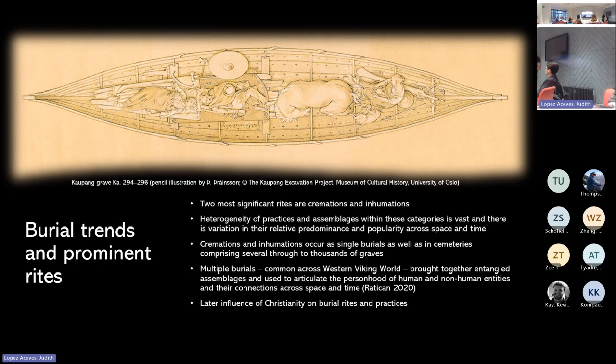It's common across the Western Viking world, and as has been argued by Claire Rattigan, they brought together entangled assemblages, and they're used to articulate personhood of human and non-human entities and their connections across space and time, as in this lovely boat burial at Kolfang in Norway. And then towards the later Viking period, the influence of Christianity changes burial rites and practices again.